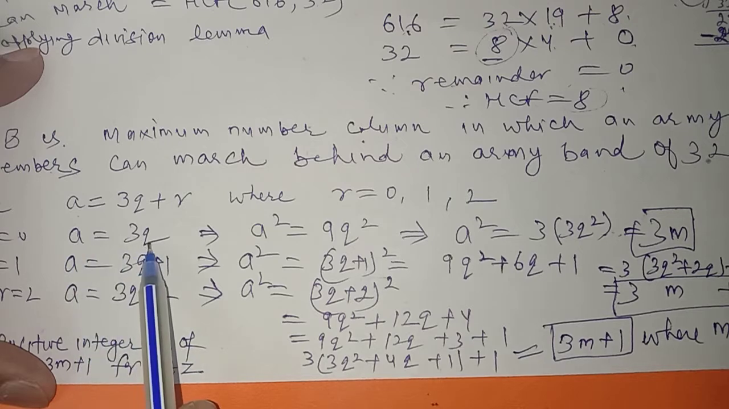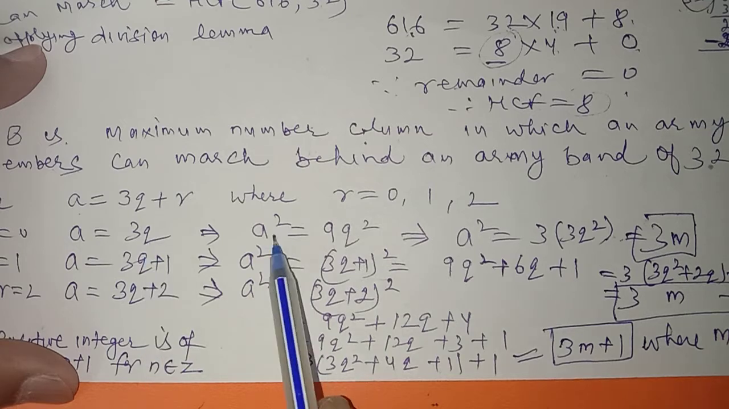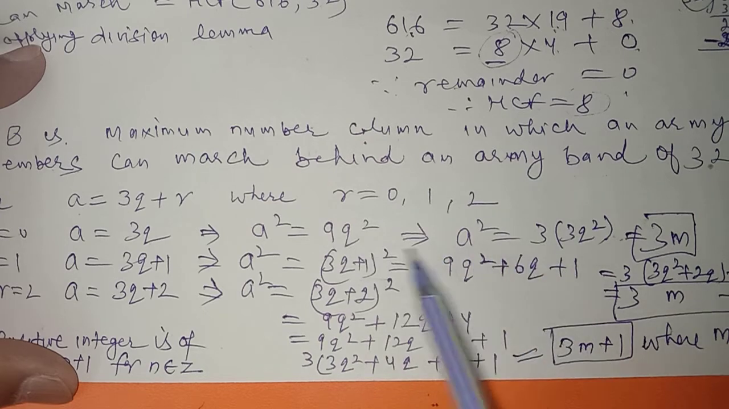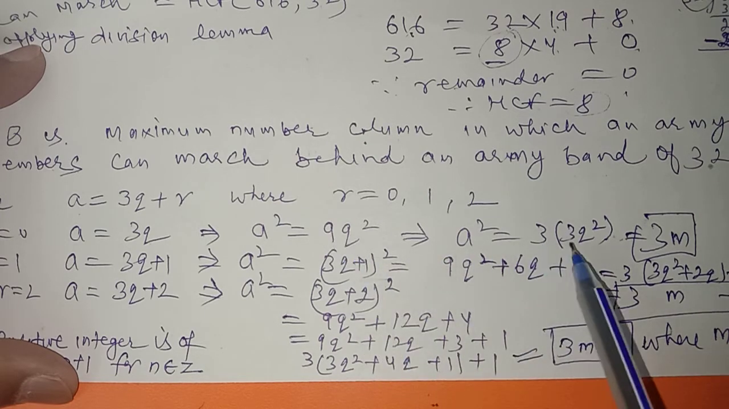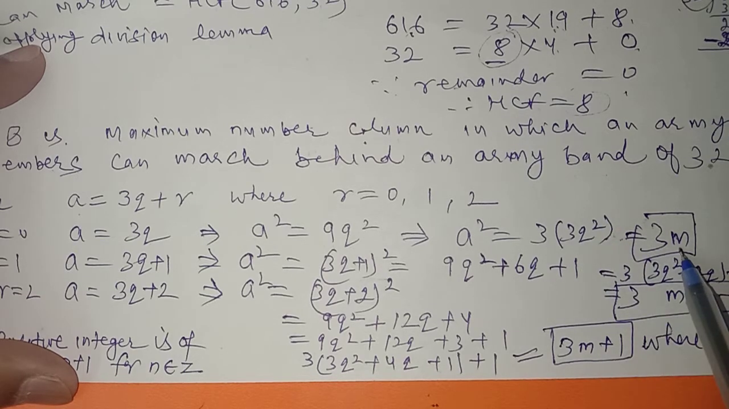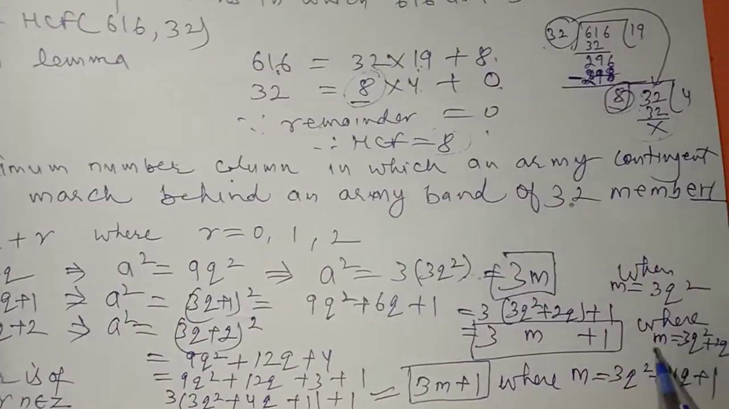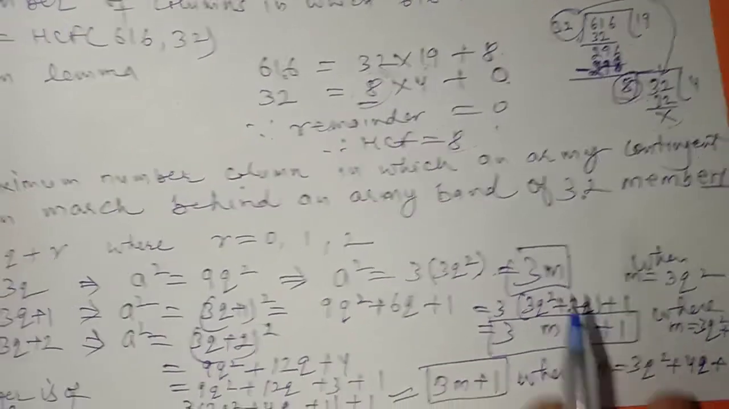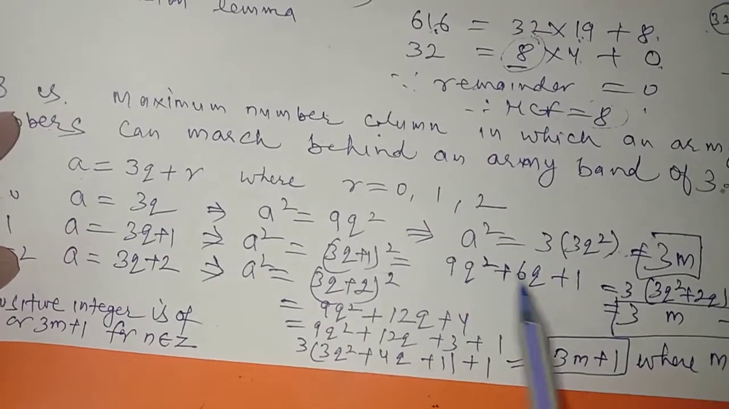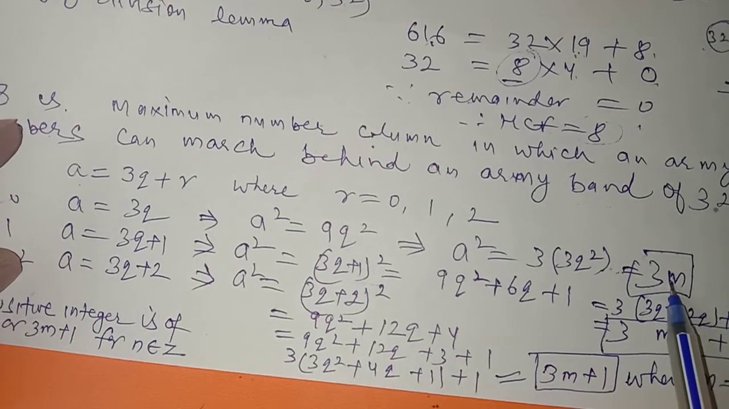a is equal to 3q, and you have to find the square of this integer, squaring both the sides. So squaring gives this. Now you can take 3 common from it like this. For 9q square you can write 3 into 3q square, and let 3q square be equal to m. I will let it be m here. So it means the square of the integer when r is equal to 0 is of the form 3m, where m is some integer. So it is a multiple of 3, that is what this means.